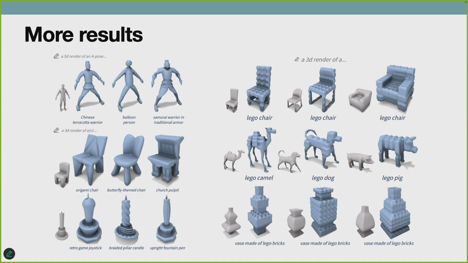Here are some more results showing that we achieve a balance between preserving the structure of the shape while imparting medium to high frequency geometric content. For example, the cubified surfaces of the Lego shapes, as well as the bumps themselves representing the studs in the Lego style, while still preserving the identity of the source shapes.